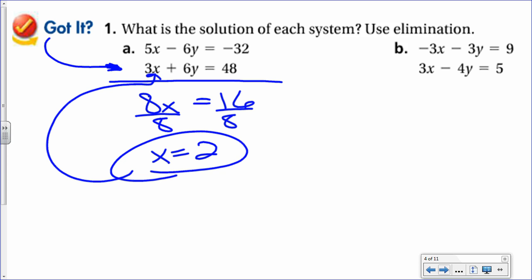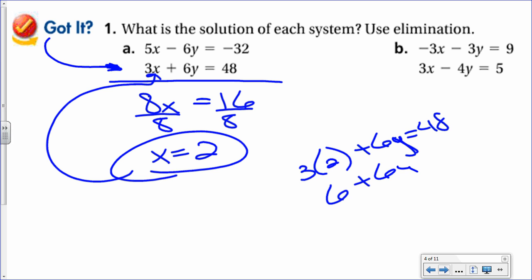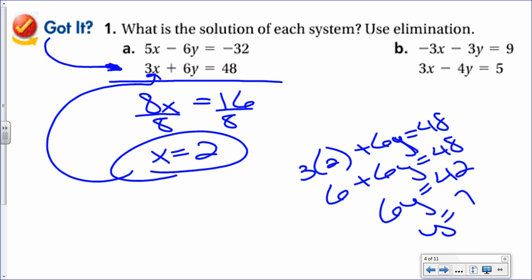We'd have 3 times 2 plus 6y equals 48. So my two answers, x equals 2, y equals 7. Got my two answers, and that'd be correct.